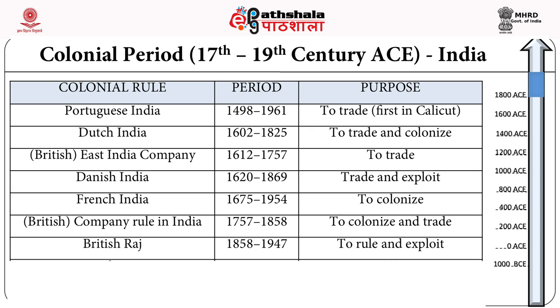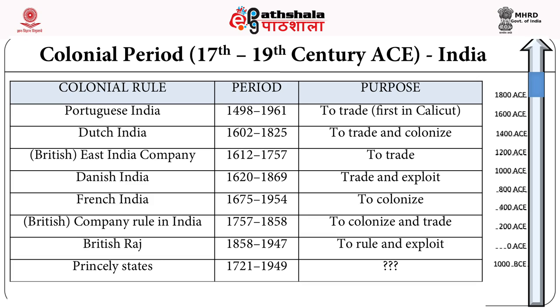The Portuguese stayed till 1961, the Dutch till 1825, the British East India Company till 1858, because after that there was the British Raj, then the Danish till 1869, and the French till 1954. The Portuguese quest to find a new sea trading route and the availability of spices on the Indian coasts led to the first colonial settlements in India. As we can see, the Dutch, the British, the Danish, and the French came in at different points of time, and they followed the same routes for their Indian conquests, as given in this slide.